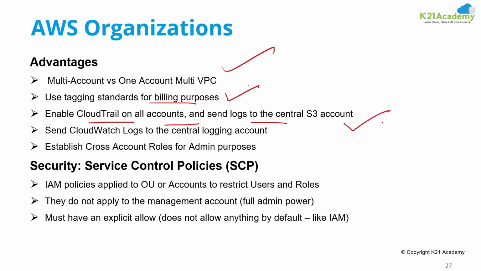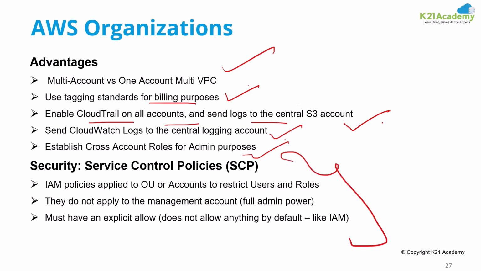Yes, that is really helpful because enabling CloudTrail in all accounts and sending to an S3 bucket for auditing can help us a lot. We can track all API activities for all accounts. Send the CloudWatch logs also to a central logging account rather than searching through all account logs. Yes, we can track everything in one place. Cross-account roles also help for admin purposes: we can assume a role in another account without needing new users. So that can help us.